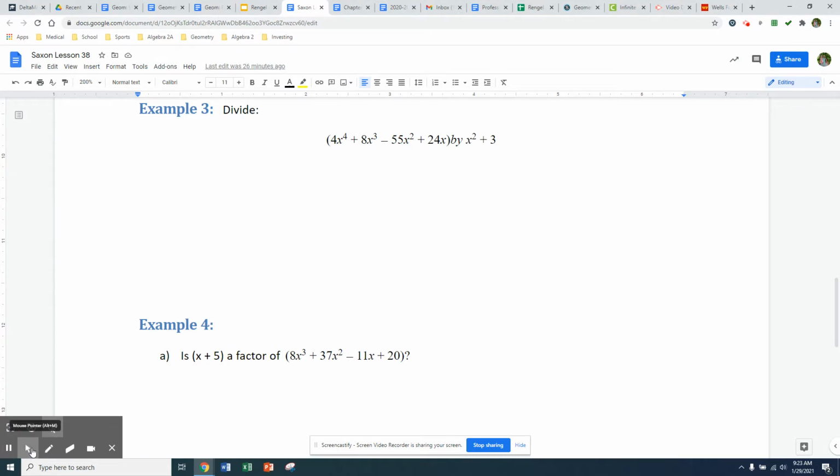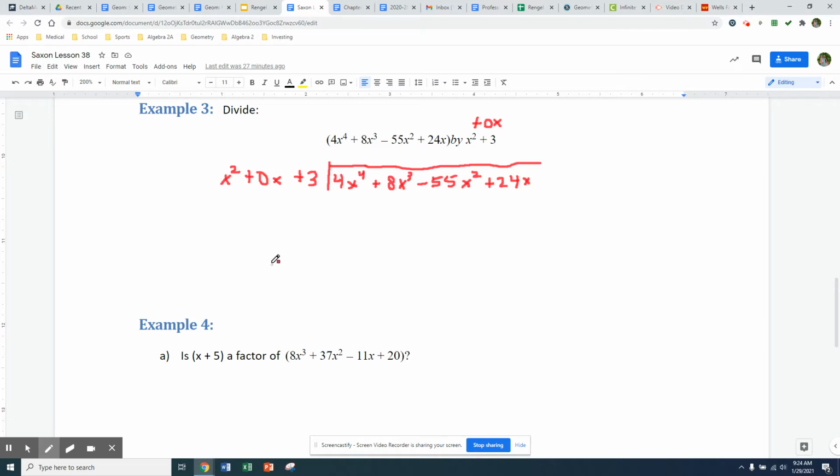We'll start by writing out our problem, and one little thing to note is that I do have a binomial here, x squared plus 3, but I go from an x squared right to a constant. Anytime I'm missing a term, I'm going to add in a 0x. So I'm going to put a 0x in there just to account for that x term. You can pause the video here, and we're going to start to write out our long division. All right, so again, you can pause the video right here now that we have everything set up, but there's my divisor and then my dividend underneath the house.